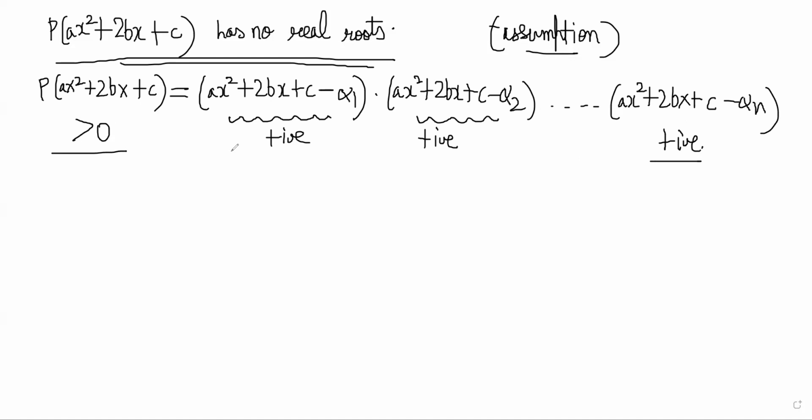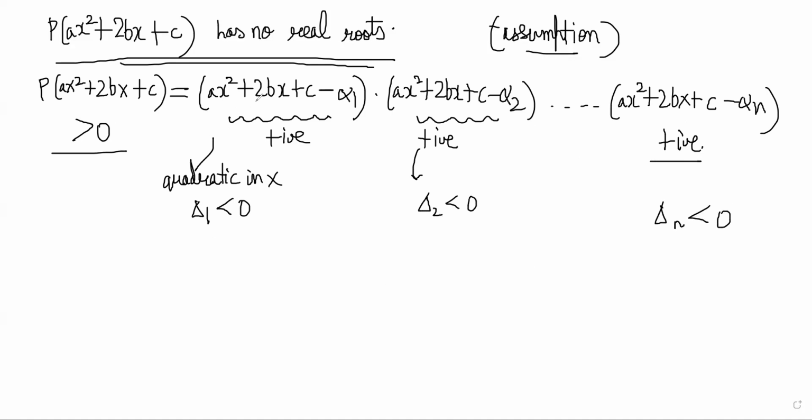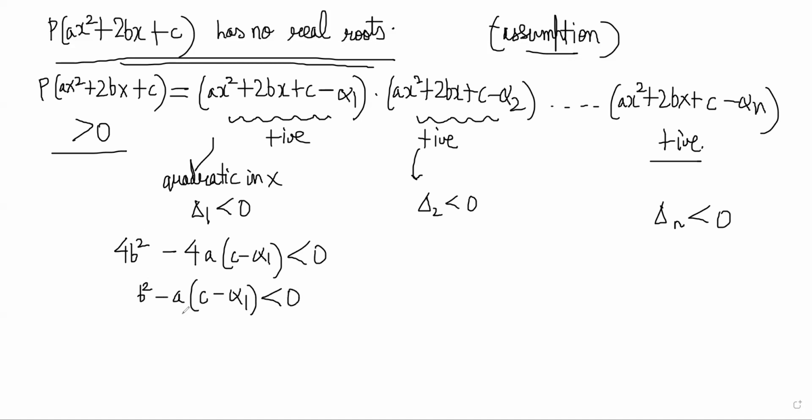Now each of these expressions is positive, which means the discriminant, these are all quadratics in x, must be less than 0 for each of them to be always positive. So what is the discriminant? If you see, this will become 4b squared minus 4a times c minus alpha 1 is less than 0, which means b square minus a times c minus alpha 1 is less than 0, right?